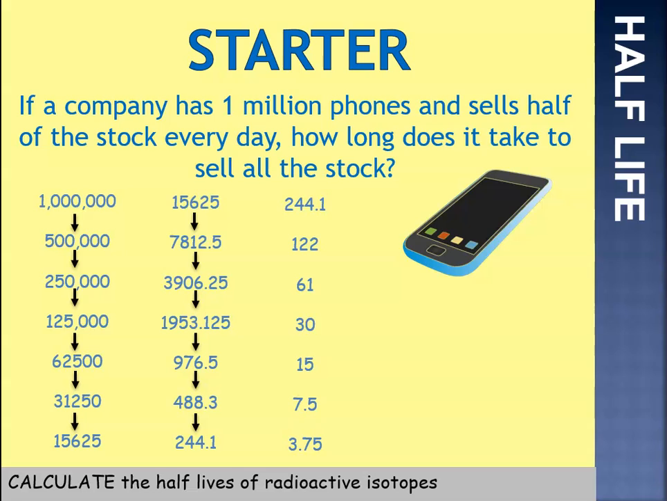Try again to get down to 3.75. How many days if it halves every day? 1, 2, 3, 4, 5, 6. So that's 18 days. 18 days to get down to 3.75. Continue halving that until we get to 0.9, a number which we would say is as close to 0 as we're really going to get. 2 days on there. So in total, how many days to go from 1 million to around 0? We need to count the number of arrows that we've got there, which gives us 20 days. So 20 days for a company to sell 1 million phones if it sells half of its stock every single day.